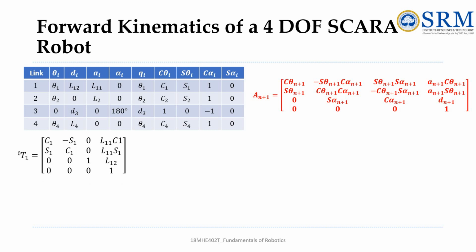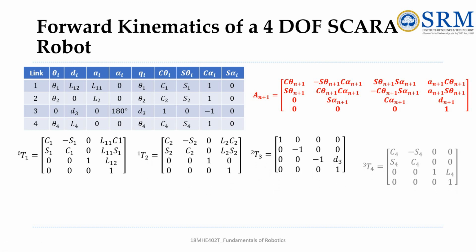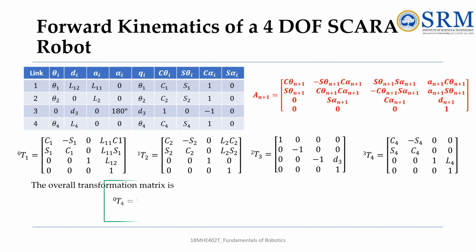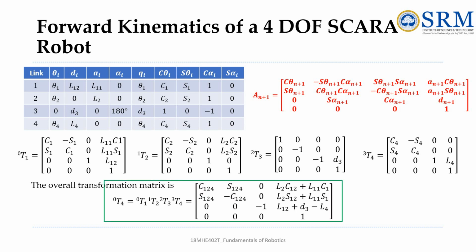Okay, so the combination of this table will give you 4 transformation matrices. So you will be substituting first n as 0, 1, 2, 3. Okay, so you will get the 4 transformation matrices, and if you multiply all the transformation matrices, we will get the overall transformation matrix.